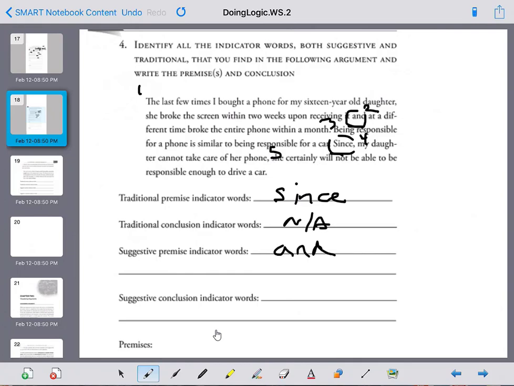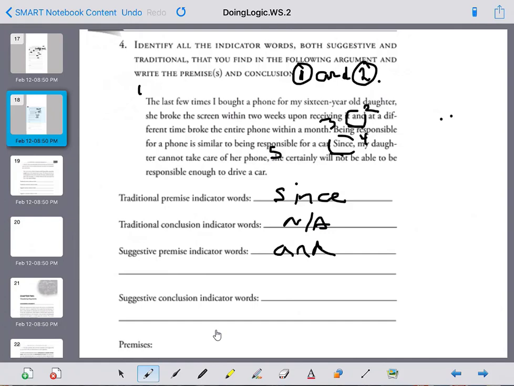Okay, so what does that mean? When I look at this, what do I know here? Since is a premise indicator word, I know this is proving number 5, right? True. So if I were to map it, that's going to be my conclusion. She certainly will not be able to be responsible enough to drive a car. And I know that because 4 is going to go to 5. And I know 4 will ultimately prove number 5.